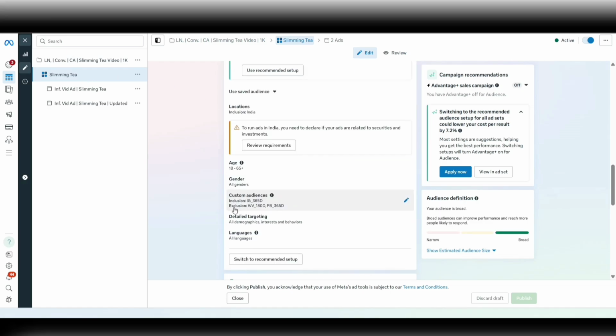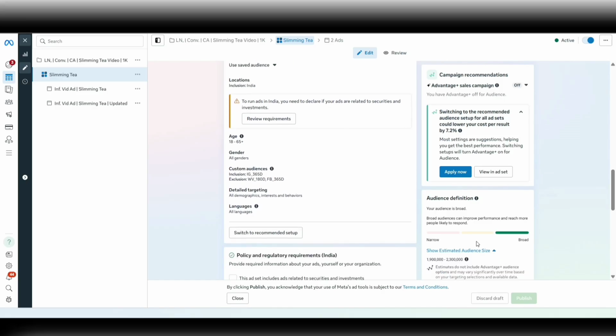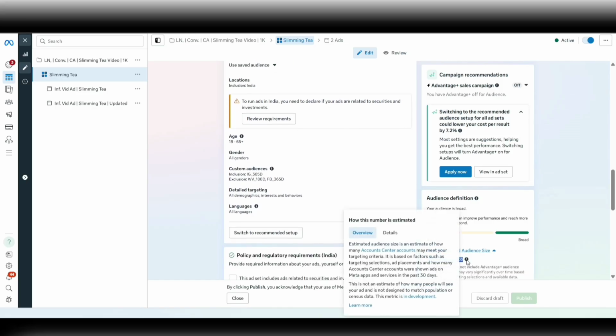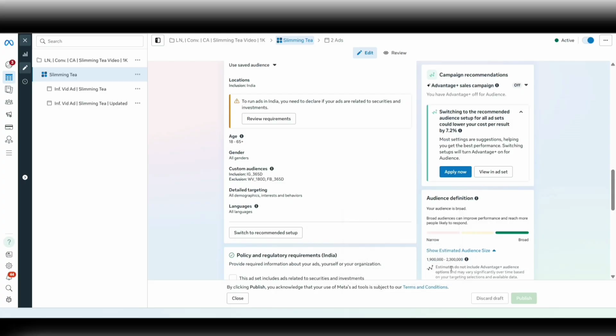The audience that I have added under this campaign is IG 365 days, which is the custom audience of their IG engagers in the last 365 days. And if I show you the audience size of this particular audience, you can see it is 1.9 to 2.3 million, which is a huge audience, right? Which is a good size.